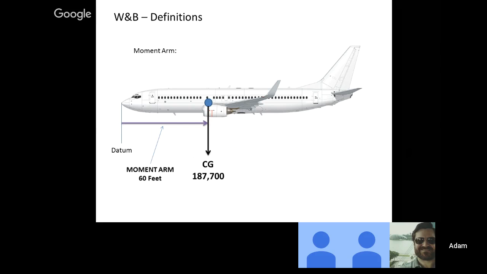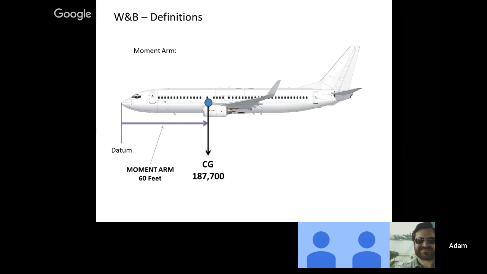And now I've got the center of gravity, the CG, noted here on the screen. The moment arm for that particular CG location happens to be 60 feet from the nose of the aircraft.